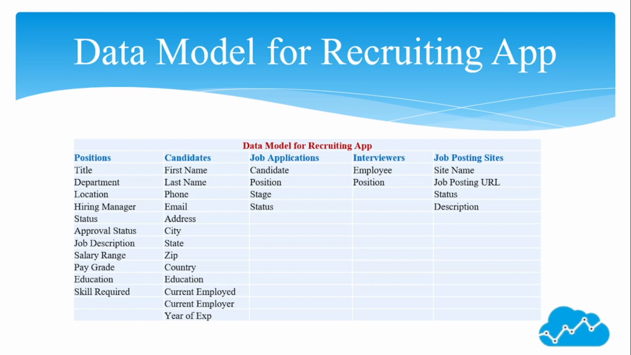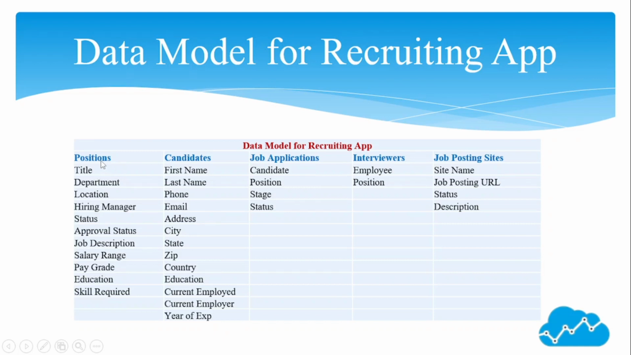So let's see what data model we are going to use in our recruiting app. Data model for the recruiting app. This object we can relate to a table also. So object means table. Here we are going to create 5 custom objects. First one is Position, second is Candidates, third is Job Application, fourth is Interviewers, fifth is Job Posting Site, and these are the fields of those particular objects.